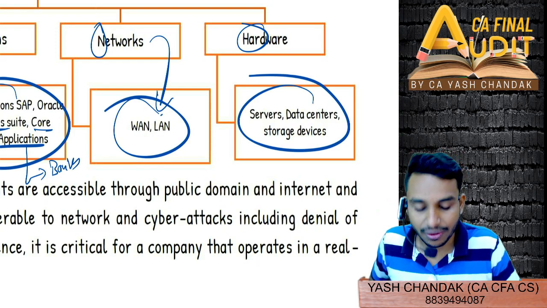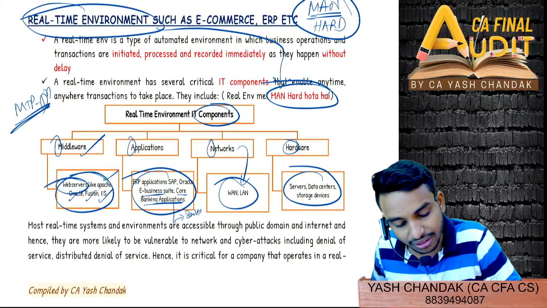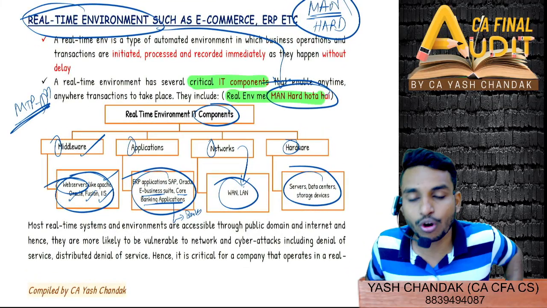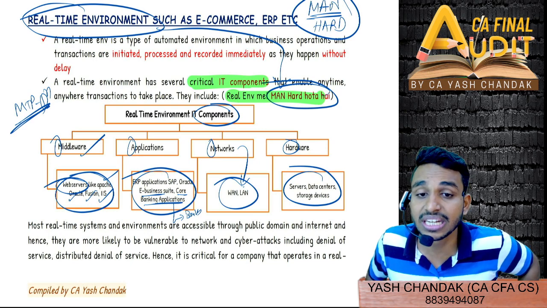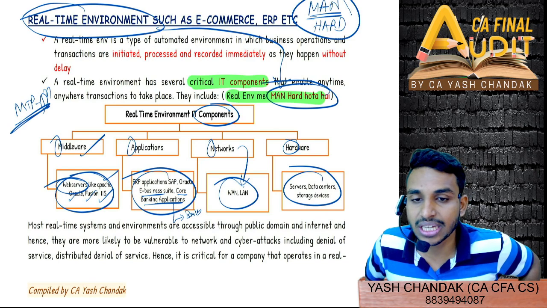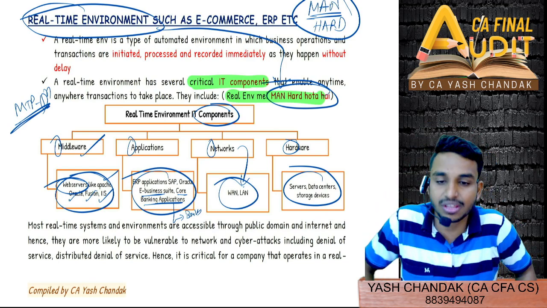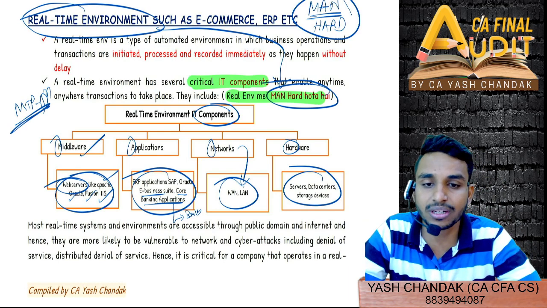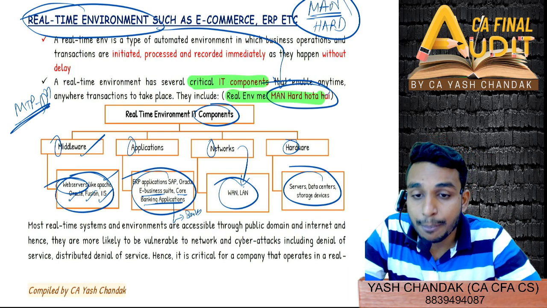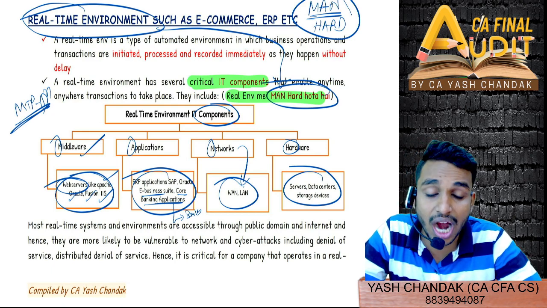So everyone got this, that real-time environment has four critical IT components, where man is hard. It's not an Instagram environment where man also has a soft corner; this is the real-life or real-time environment. M for middleware, A for application, N for network, and hardware.